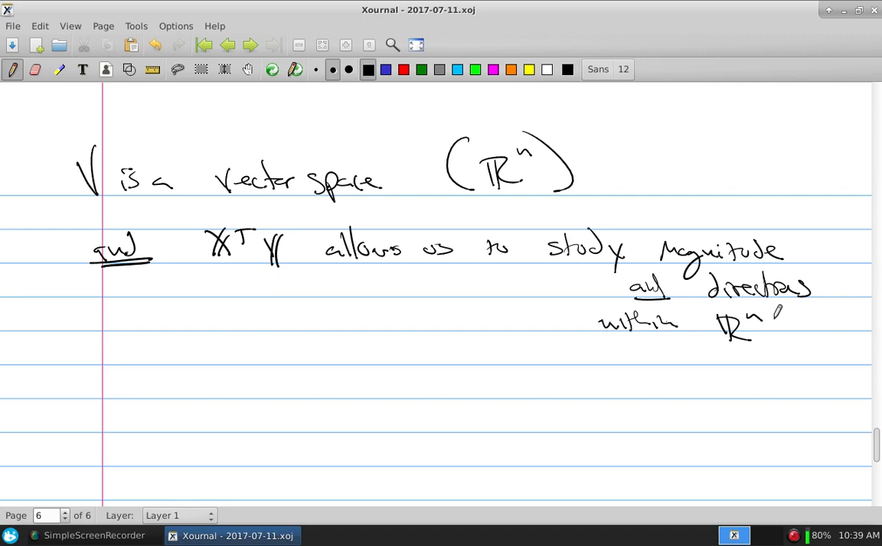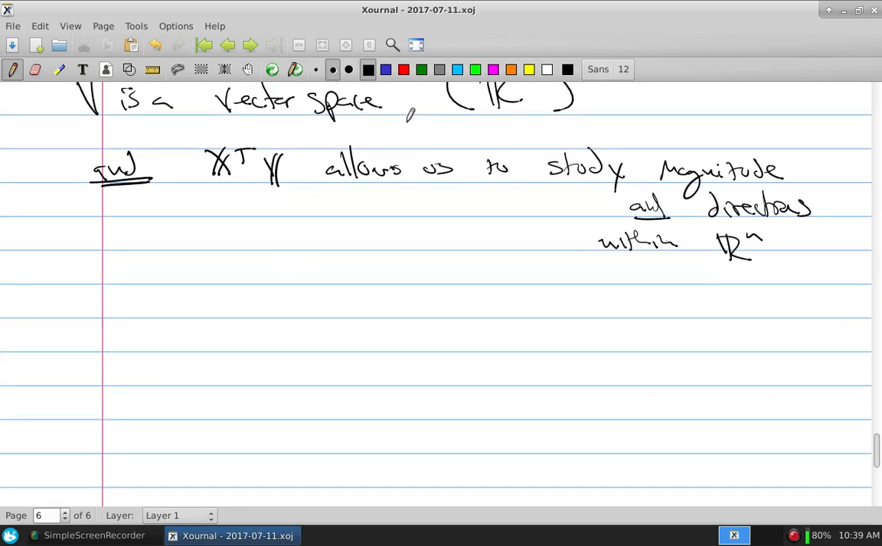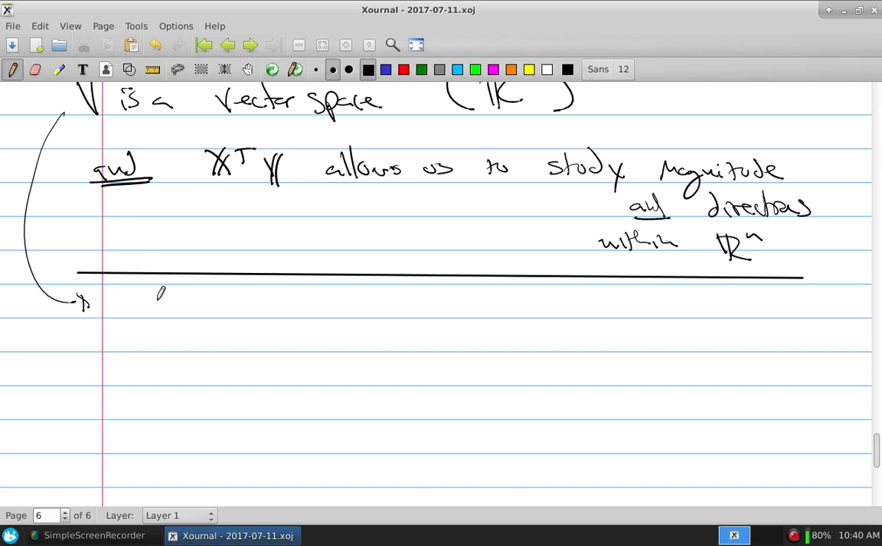One of the things that might be interesting to us is, since we're allowed to study this idea of magnitudes and directions within Rn, one of the things that we did with vector spaces is, given a vector space, we actually looked at subspaces of a vector space. So we're able to study magnitudes and directions by just simply using the scalar product.